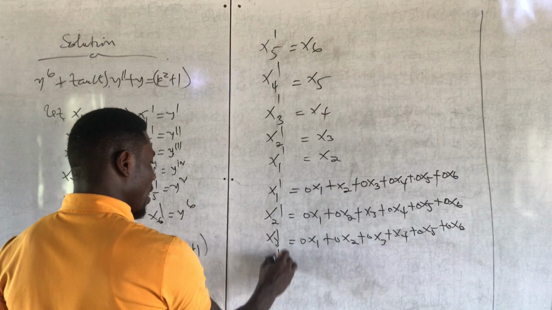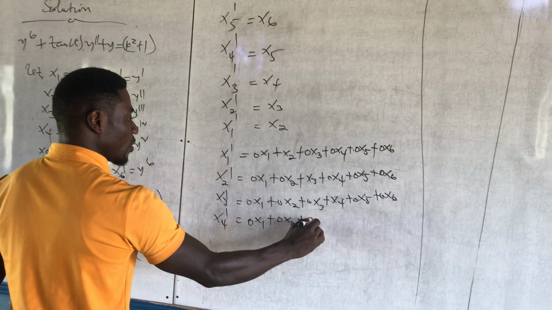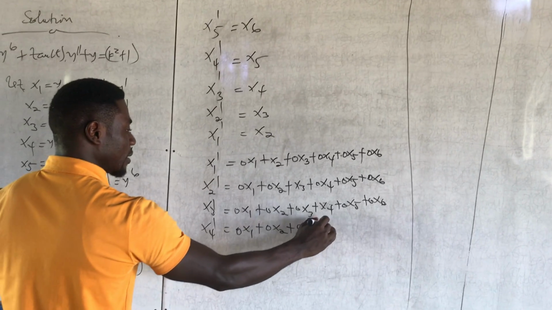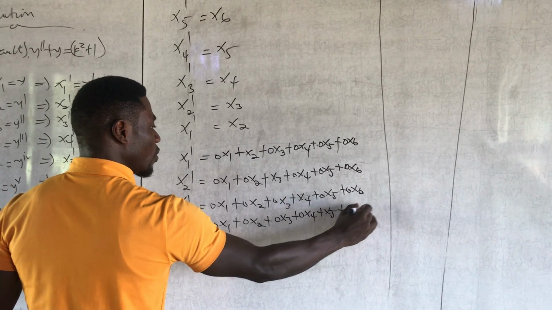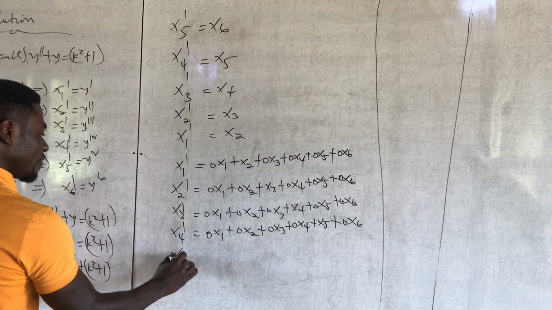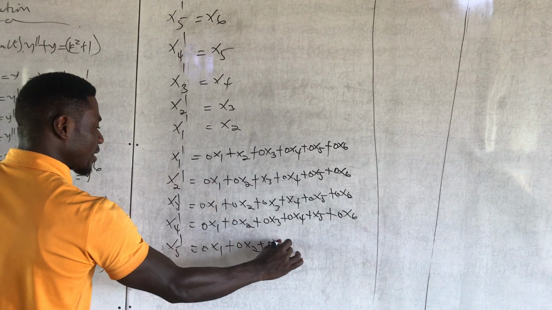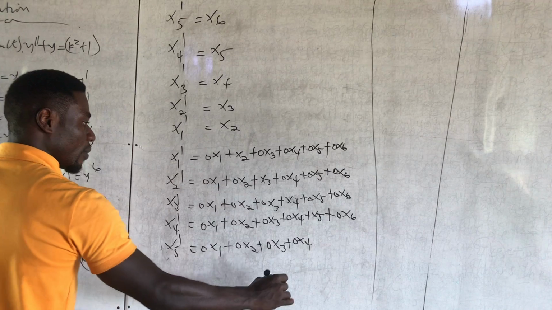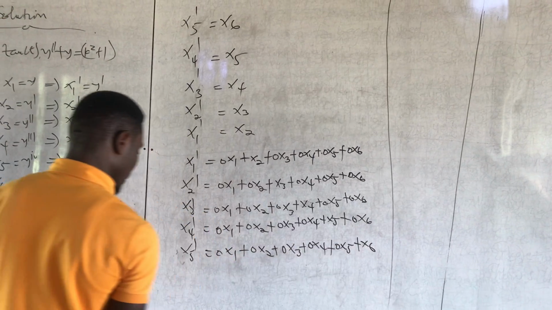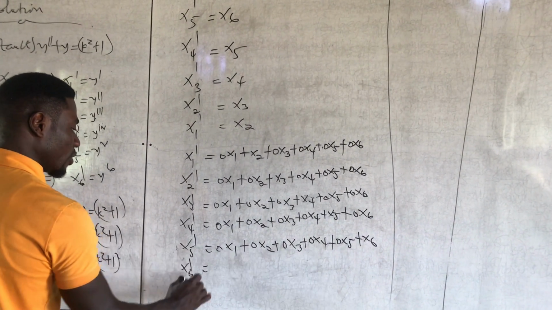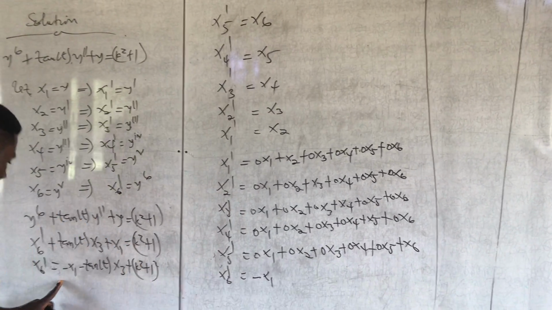Now our x4 prime is equal to 0x1 plus 0x2 plus 0x3 plus 0x4 plus x5 plus 0x6. Now our x5 prime is equal to 0x1 plus 0x2 plus 0x3 plus 0x4 plus 0x5 plus x6. Now our x6 prime is equal to what you see here, which is minus x1.